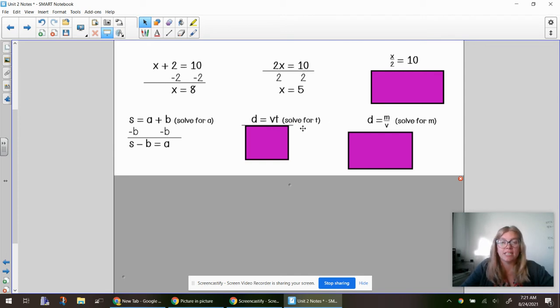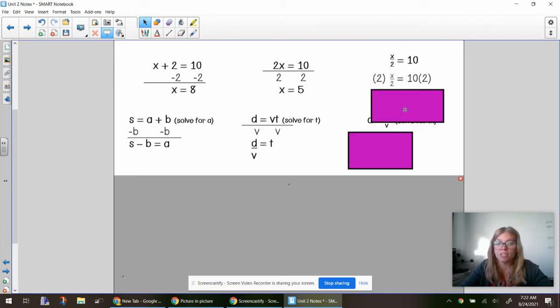We are going to solve for t. So t is going to stay by itself. We're going to try to undo v. V is being multiplied, so to undo multiplication, we divide, which tells us that d divided by v equals t. Last but not least, I have x divided by 2 equals 10. We know to undo division, we are going to use multiplication, so multiplying both sides by 2, x equals 20.